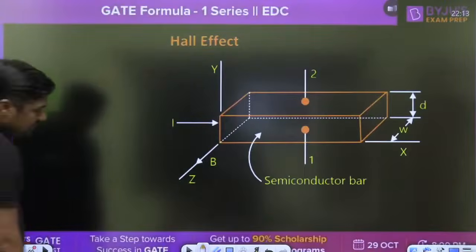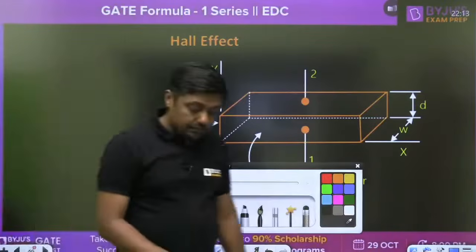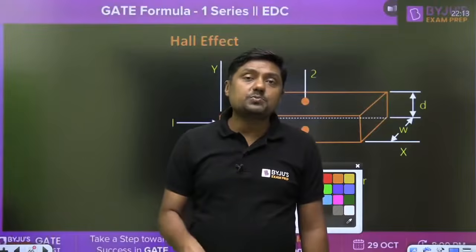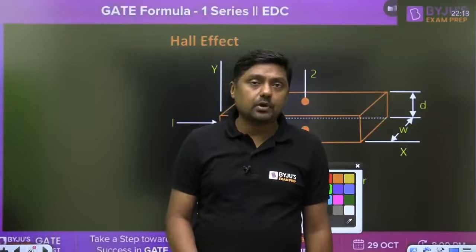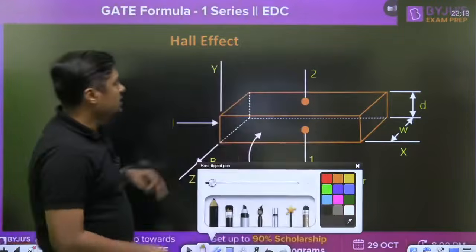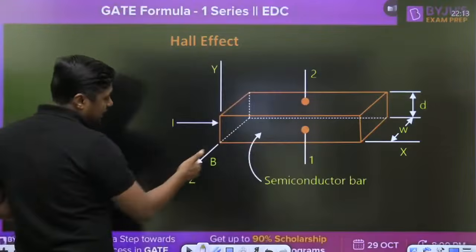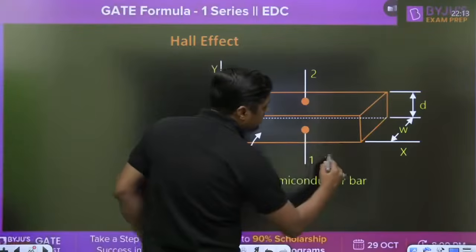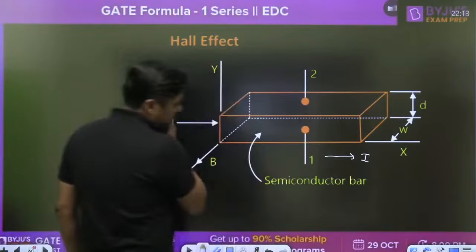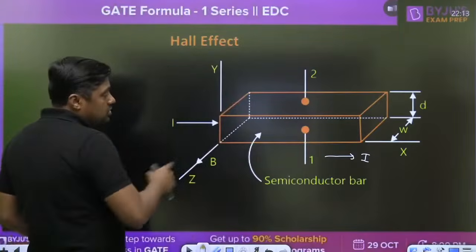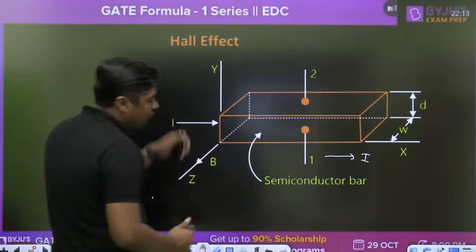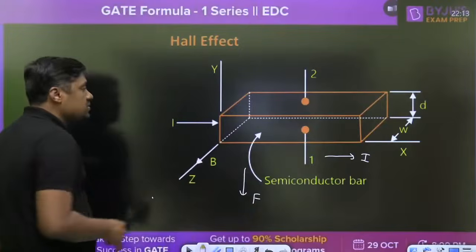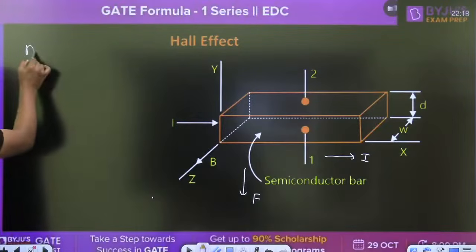Now Hall effect. With the Hall effect, we can find whether the semiconductor is p-type or n-type, right? With the Hall effect, here we are giving the magnetic field, that is B. In x direction, there is a current I, and because of this B and I, there will be a force in the downward direction, that is F. And with the help of this, we can find whether it is n-type or p-type.